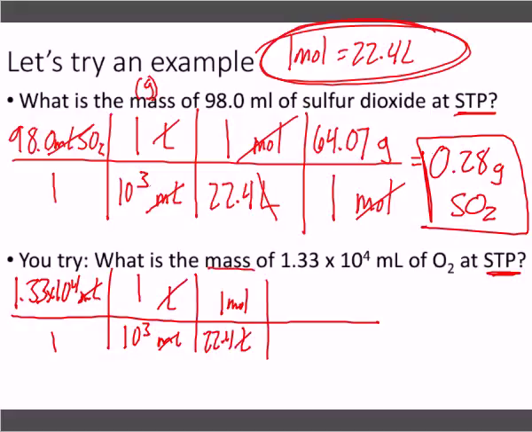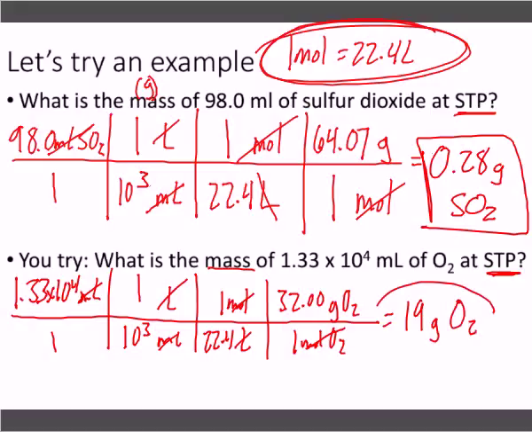Then we're trying to figure out mass again, which is grams. So 1 mole of oxygen on the bottom, grams of oxygen on the top. That's going to be O2, which is 32.00. When you go ahead and do the math, what do we get for an answer? 19 grams of O2. You've got to have all that for your proper units.